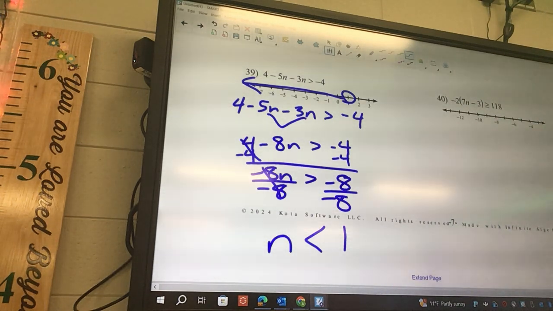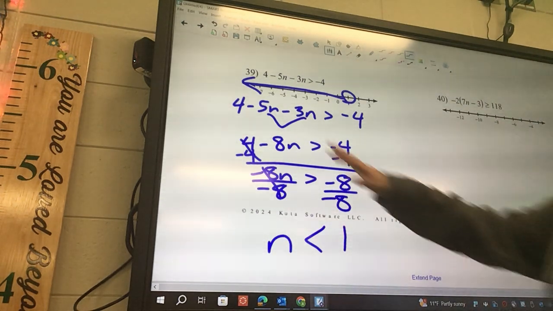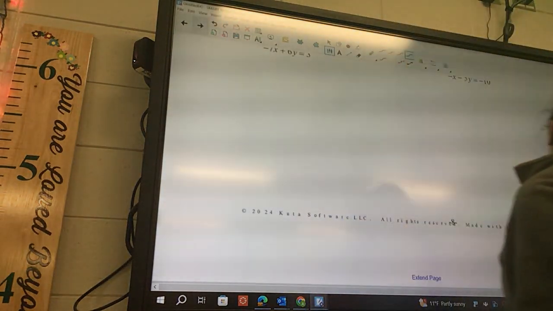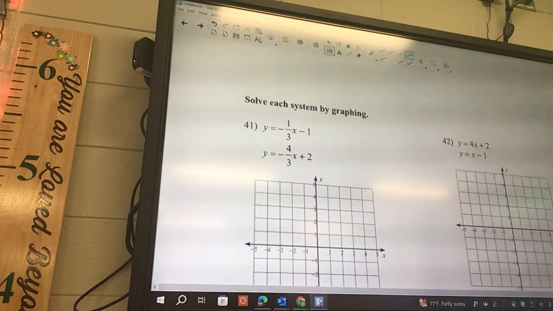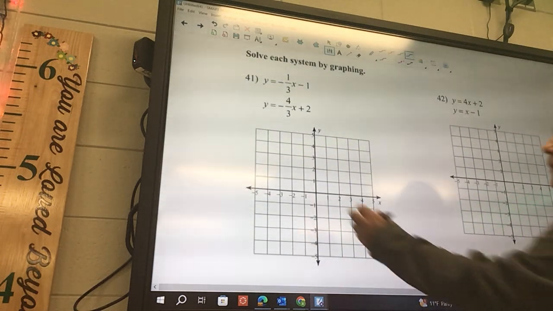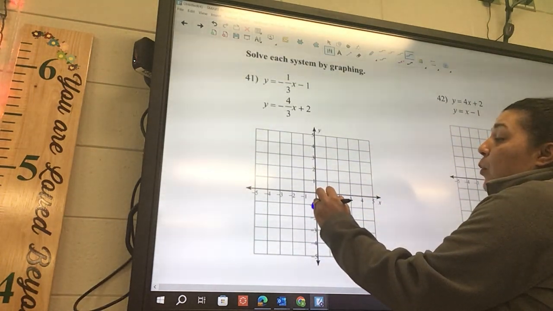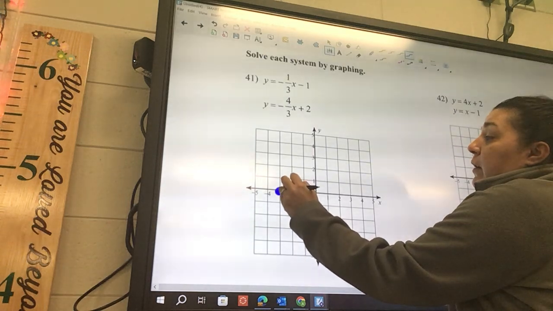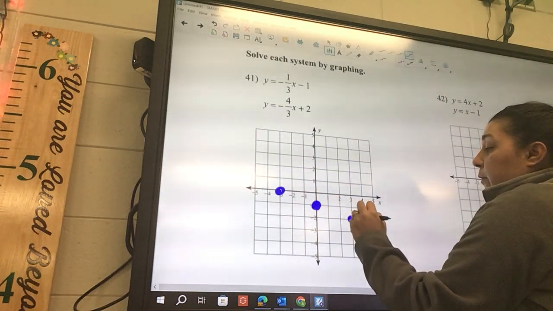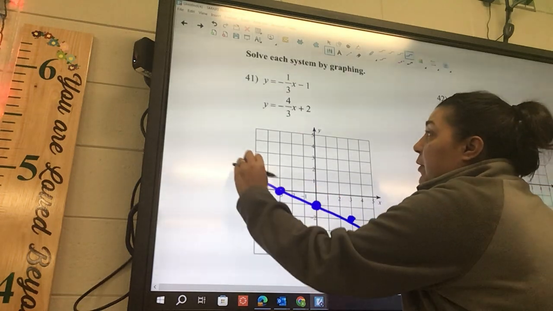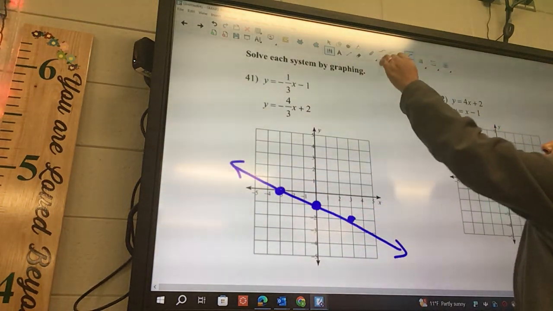Okay, the next one is solve by graphing. Okay, you're gonna graph the one line and then graph the other line. Okay, so line 1 starts where? At negative 1. And we're gonna go up 1 and over 3. Or down 1 over 3. Okay, so line 1, you have to make all the dots you can.